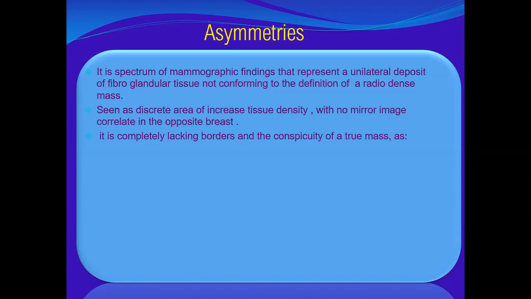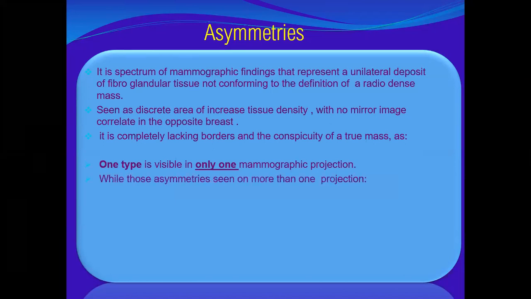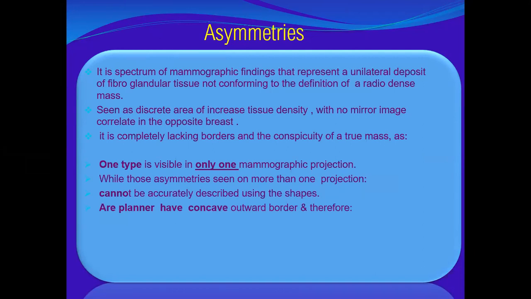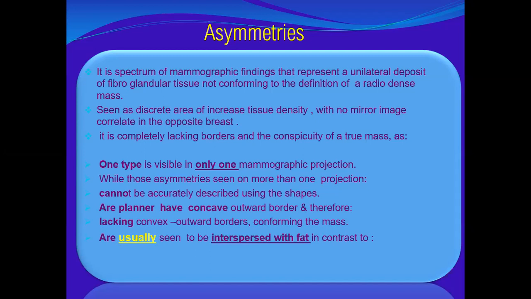It does not fulfill the criteria or the definition of a radiodense mass, and it completely lacks the borders and conspicuity of a true mass, as seen in one mammographic projection, as one type of asymmetry. The other types, those seen in more than one projection, cannot be accurately described using shapes and are planar, having concave rather than convex borders of a mass, and are usually seen with interspersed fat within the density. In contrast, we said the mass at the center is radiodense, okay? While the asymmetry demonstrates some fat in between the density, okay?